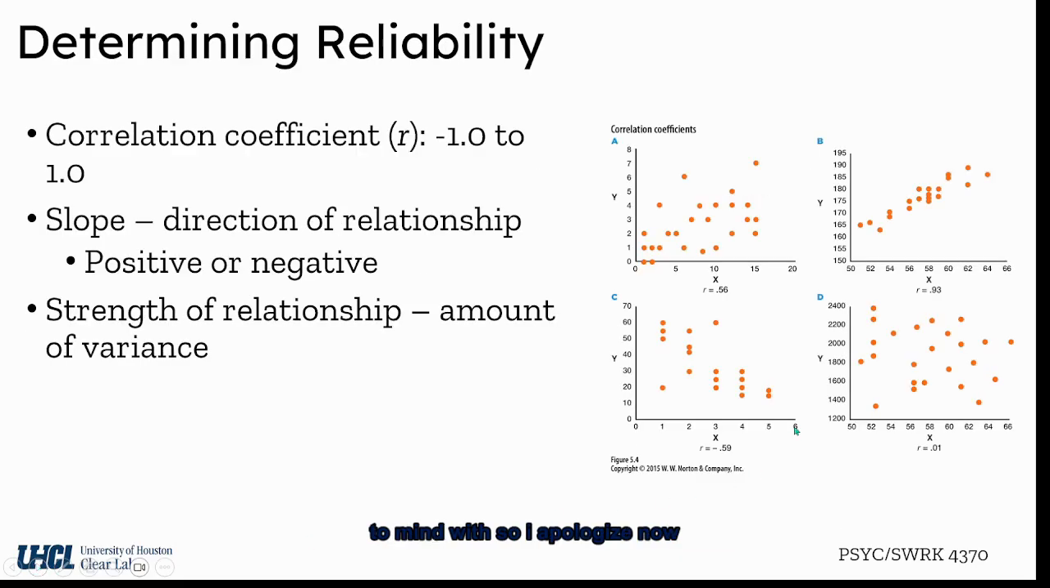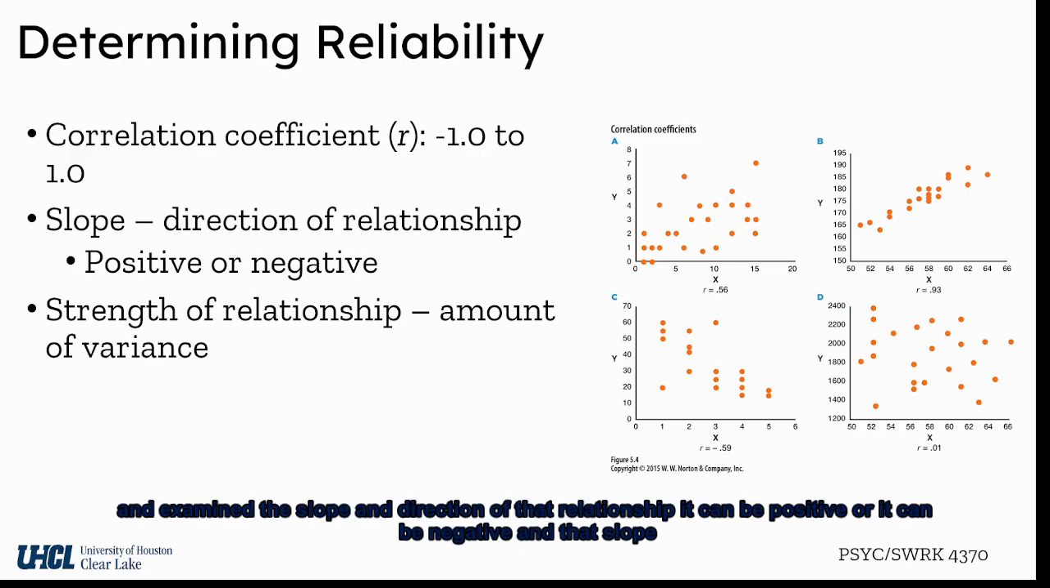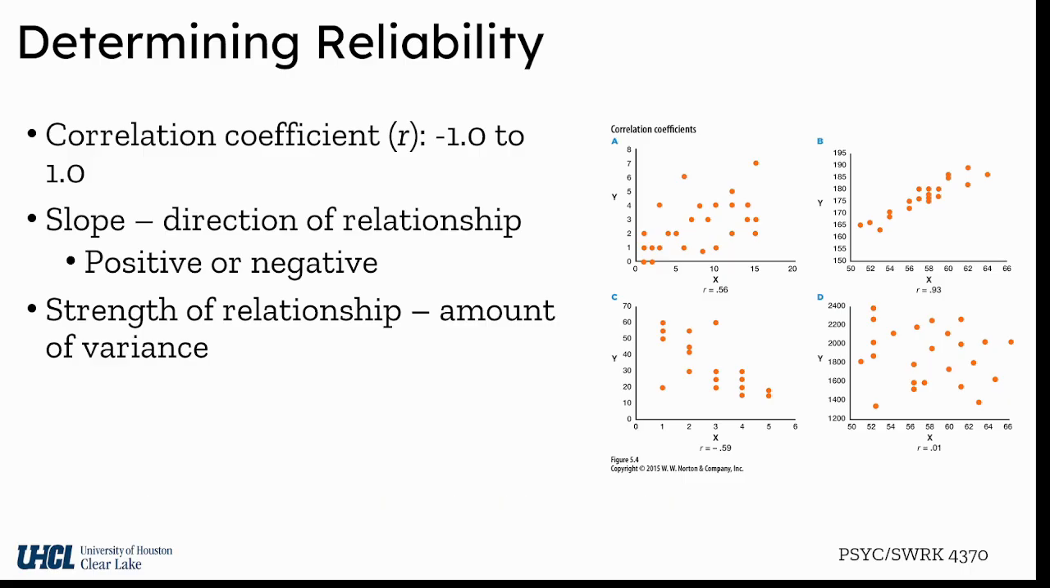Now, this is kind of a crazy thing, but it was the first one I could come to mind with, so I apologize. Now, in reliability, we often use a correlation coefficient, Pearson's r, of -1 to +1, and examine the slope and direction of that relationship. It can be positive or it can be negative, and that slope is dependent on the amount of variance, and that tells me the strength of the relationship.